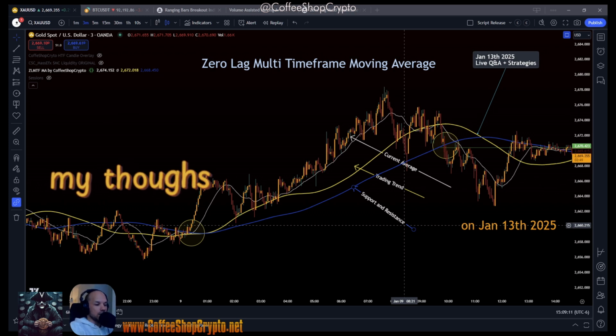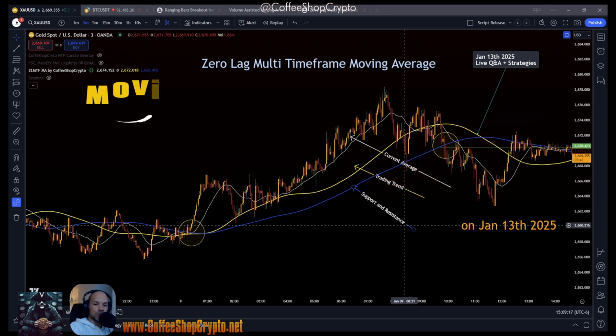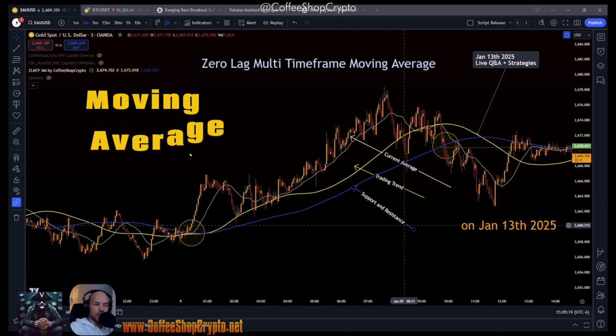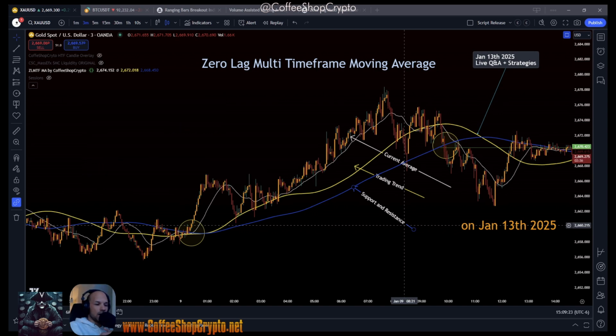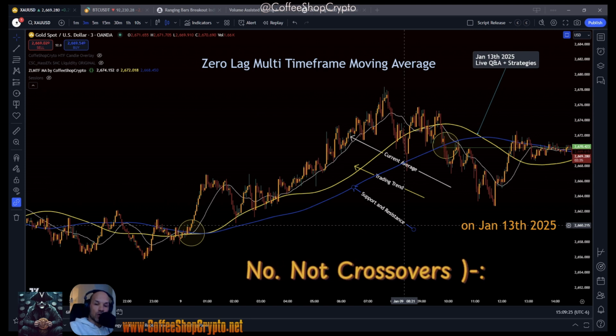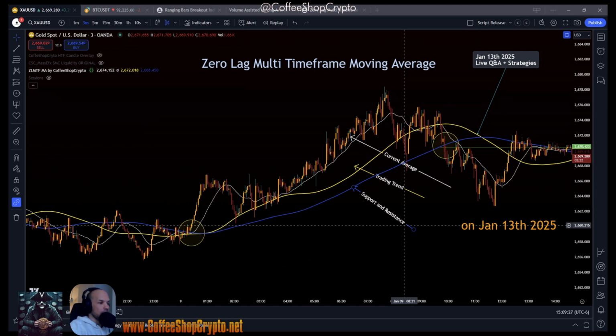Now, the reason that they act as dynamic support and resistance is because people often trade at crossing values of moving averages. Now, don't get me wrong. I'm not talking about when moving averages cross each other. I'm talking about when price crosses a moving average, okay? That is a way for you to know that you should be only looking at long trades or only looking at short trades, right? So what's so special about this indicator?